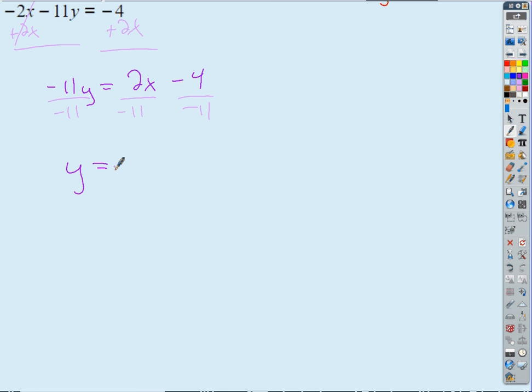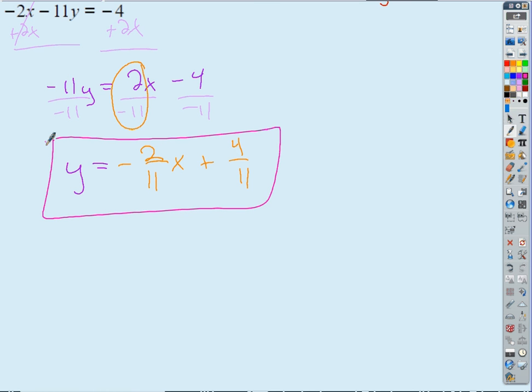Now what about here? We're just focusing on the coefficient of x, just the fraction part, right? So positive over negative is negative, and then does 2/11 simplify? No, we can't reduce that, right? So we're stuck with a 2/11 times x, and then what about here? Negative over negative is positive, and then can I simplify 4/11? No. So there's my answer, right? Got it in slope-intercept form, okay?